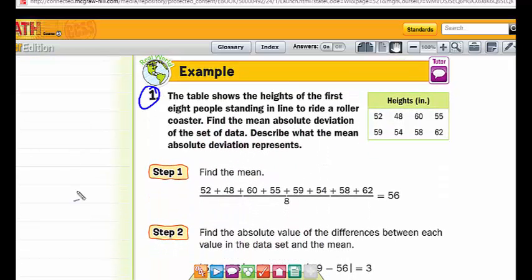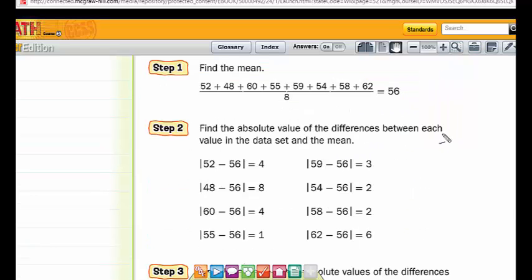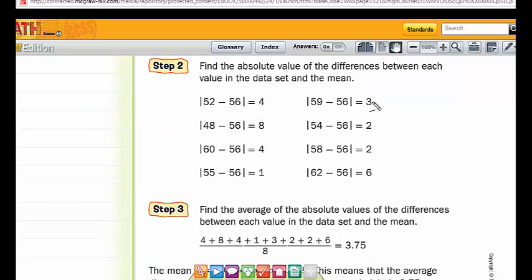Example number 1. The table shows the heights of the first 8 people standing in line to ride a roller coaster. Find the mean absolute deviation of the set of data. Describe what the mean absolute deviation represents. So the first thing we need to do is find the mean. So we took all of the pieces of data, added them up. There are 8 of them, so we divide by 8 and we find out that our mean is 56. Next, we need to find out how far any individual piece of data is from that mean of 56. So I'm going to write that over here again. This is our mean of 56.